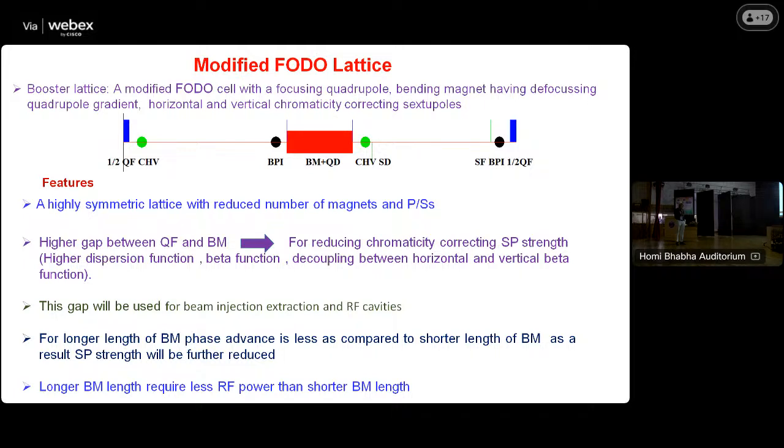It is a very simple structure. We have kept the bending magnet as a 2D component. One is the fixing component, the bending magnet, and one is the part of the fixing component. So this is itself of the two magnets, bending magnet and here. Further, we put higher between bending magnet and here, so that we can reduce the strength of the sustainable magnet by increasing the dispersion function and beta function and better decoupling the beta function.